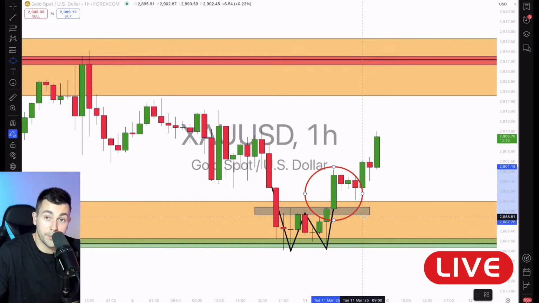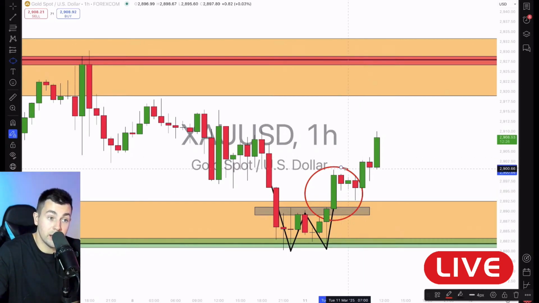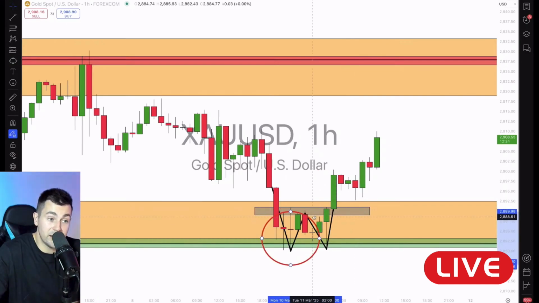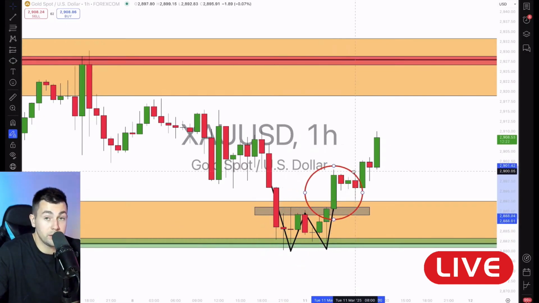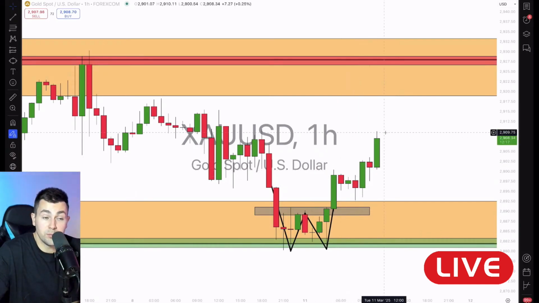It was a strong bullish signal. After the test of our daily support, it provided a strong bullish confirmation. And now we see a consequent bullish continuation. So that is basically the technical rationale behind the current bullish movement on gold.